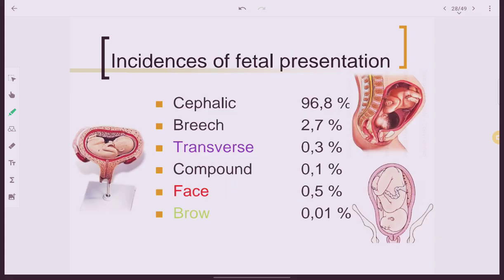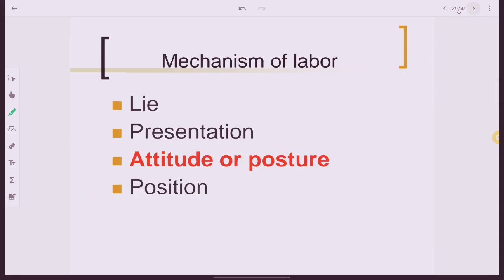Incidences of fetal presentation. Cephalic presentation is the most common, that is 96.8%. Brow presentation is very rare. Face presentation is 0.5%. Transverse presentation is also very rare. As you can see in the images, different kinds of presentation are represented here.